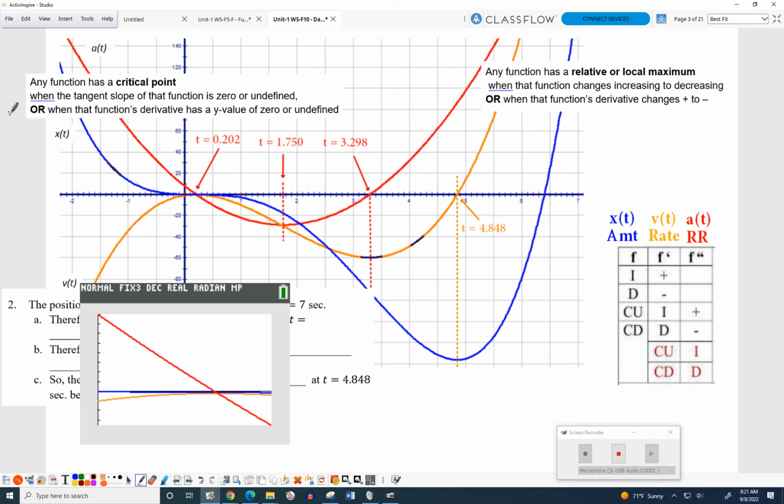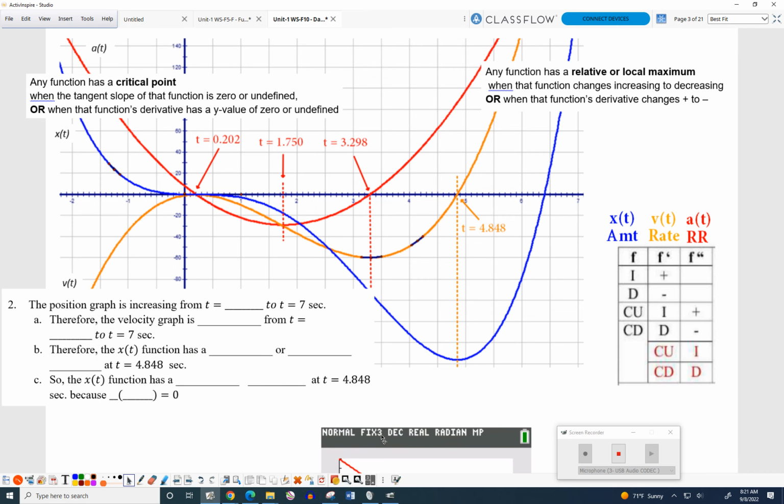Solid. Okay. Let's go to the actual written question here. It should be fairly straightforward now. The position graph is increasing. So you're focusing on position increasing. Again, I don't just fill in the blanks. I look for the correspondence because that's what the packet's all about. So position is increasing. Position is increasing from some time to time 7. Okay, right here. So from this point onward, the position graph is going up.